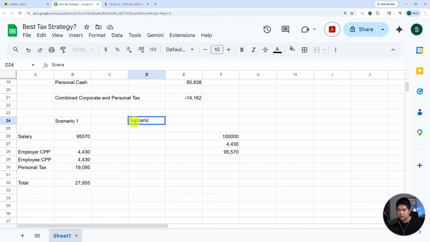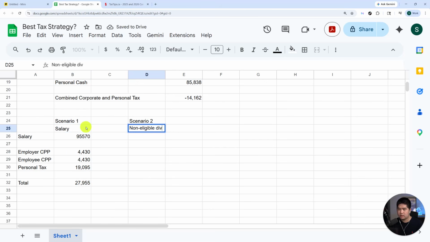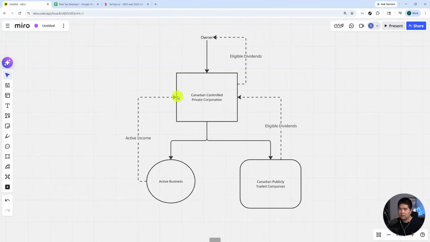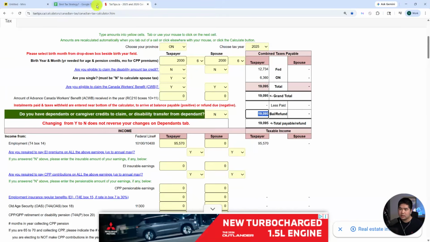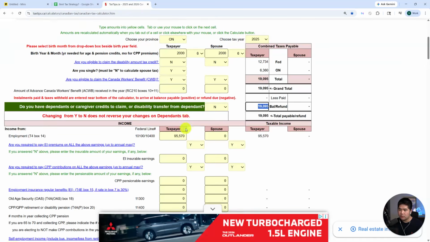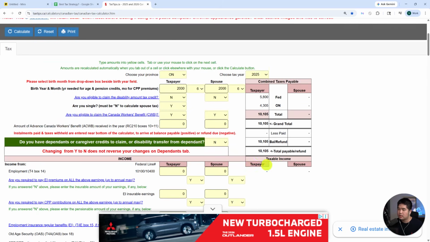Scenario number two is you receive, so this is salary, this is non-eligible dividend. So like in this case, we receive active business income, then we pay taxes, and then we can only pay non-eligible dividends unless we do this. So in this case, we have $87,800 left inside the corporation. And then we will go to this tax calculator and then go to Canadian non-eligible dividends. So we'll have to pay $10,000 in taxes.